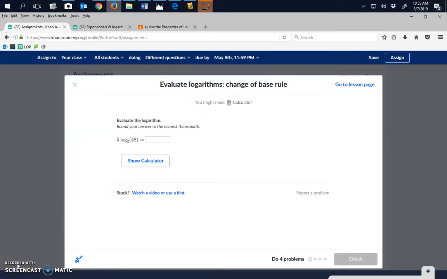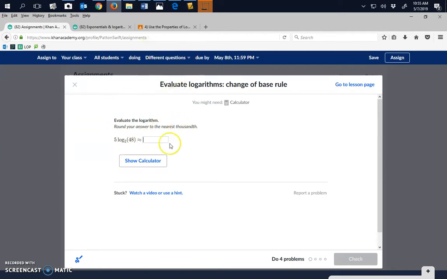All right, evaluate logarithms using the change of base rule. So our first question says evaluate the logarithm. Round your answer to the nearest thousandth. Make sure you round correctly, because you can get the wrong answer if you do anything else right but don't round right. So the question reads: 5 times log of 48 with the base 2 is approximately equal to what?